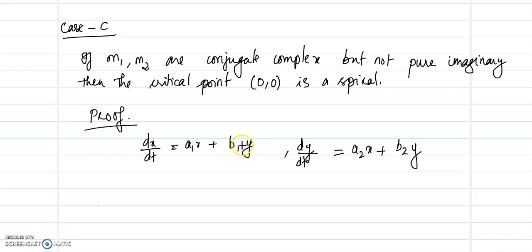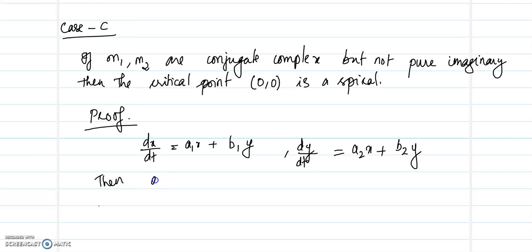Good morning all. In today's class, let us look at the proof for case C. Case C was: if the roots m1 and m2 are conjugate complex but not pure imaginary, then the critical point (0, 0) will be a spiral. So we had this linear autonomous system dx/dt = a1x + b1y, dy/dt = a2x + b2y.